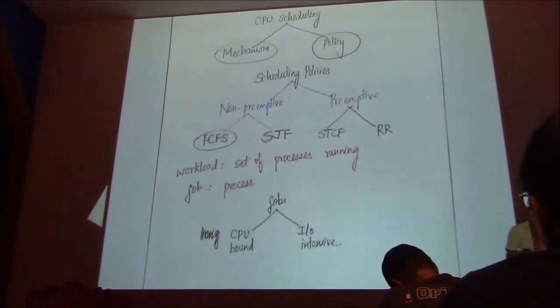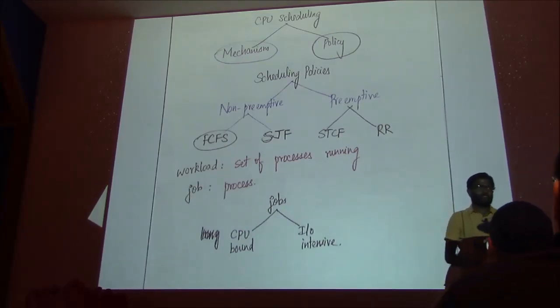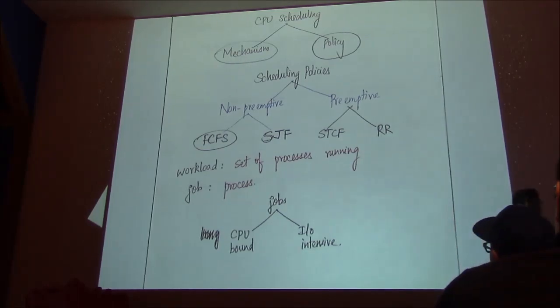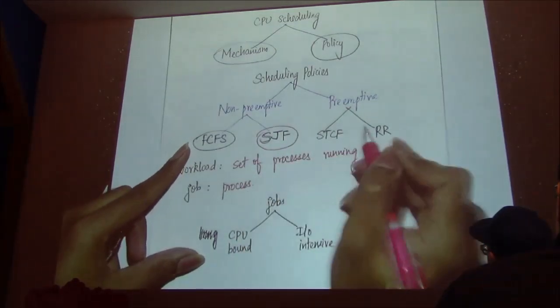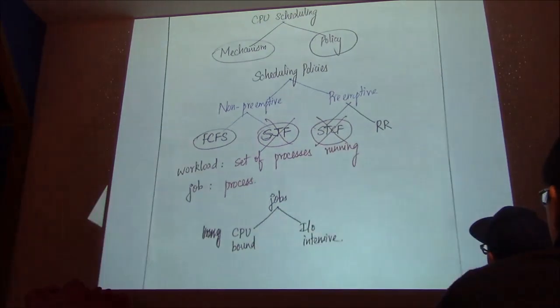So now, with that assumption being removed, out of the four scheduling policies that we just discussed, what happens to these four? Are all four still valid? Basically, the shortest job first and the shortest time to completion first both just disappear, that's it, right?